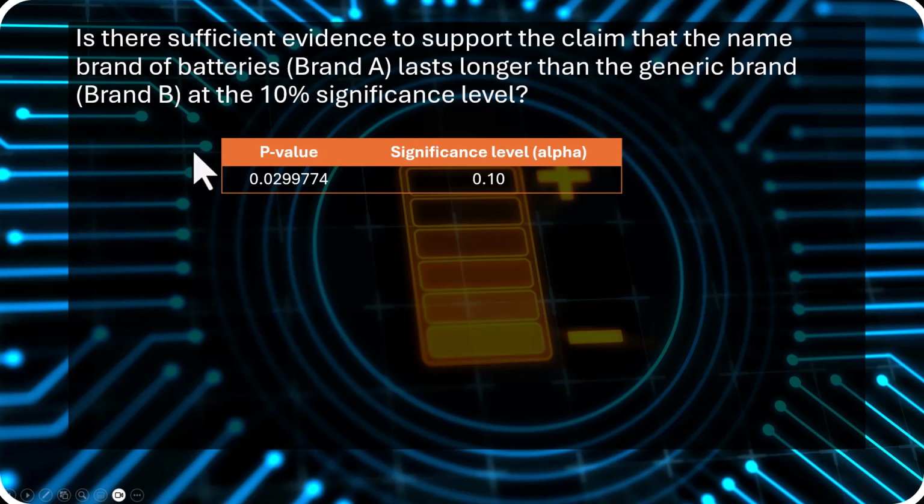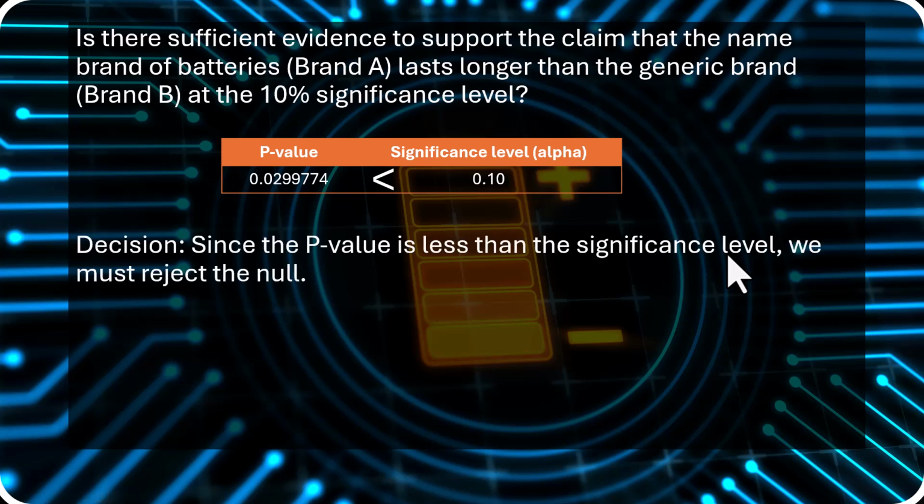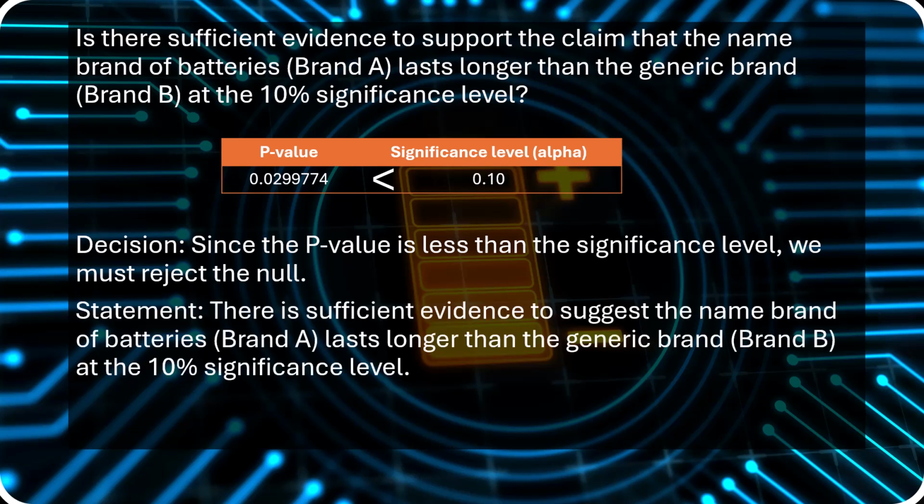Here is our p-value straight from RGuroo, and here's our significance level, or alpha, as stated in the problem. As you can see, our p-value is less than alpha. So since the p-value is less than the significance level, we have to reject the null. We would say that there is sufficient evidence to suggest that the name brand of batteries, brand A, lasts longer than the generic brand, brand B, at the 10% significance level.